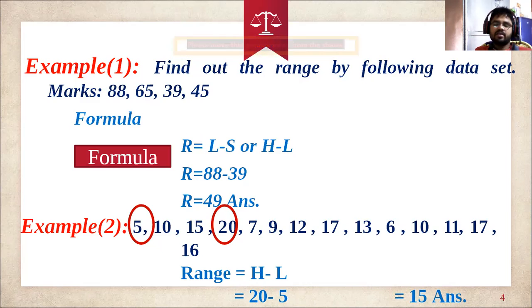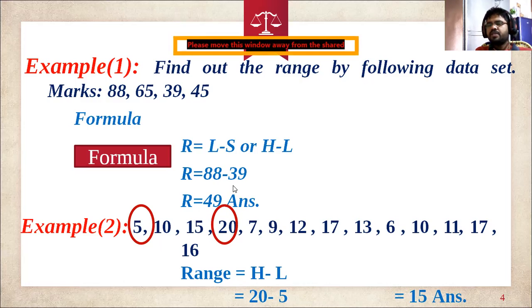But when we talk about a range, we can simply say 39 to 88. That is our range. Statistically, the range is 49, because we need to calculate the difference between the highest value and the lowest value.